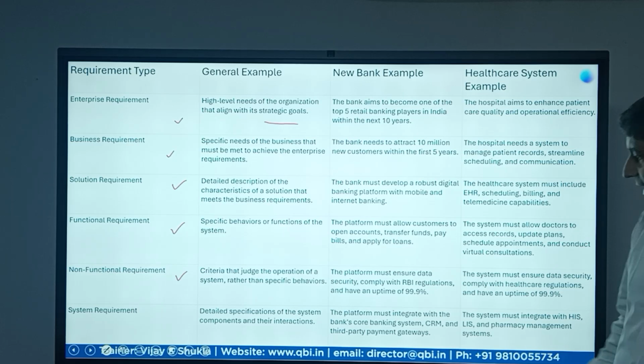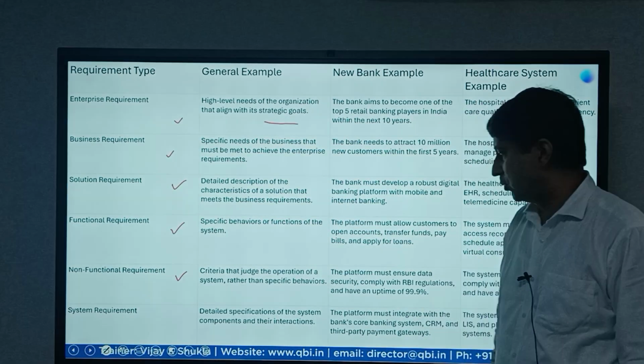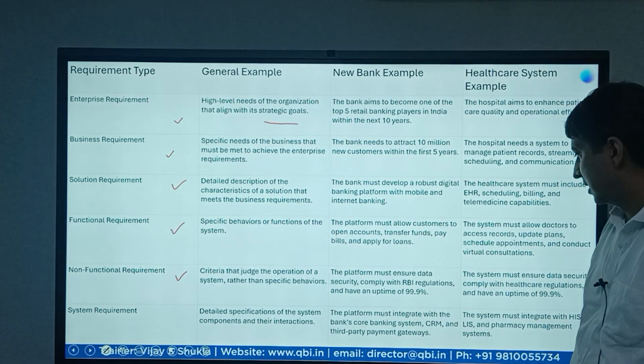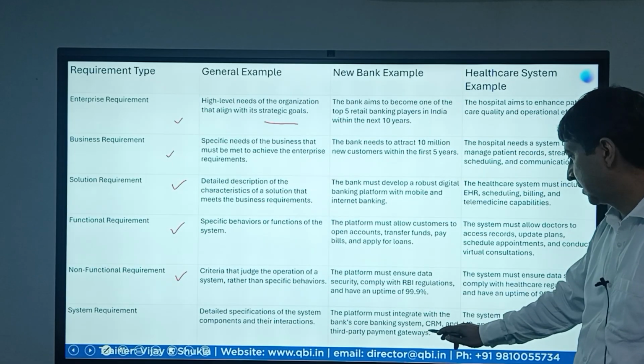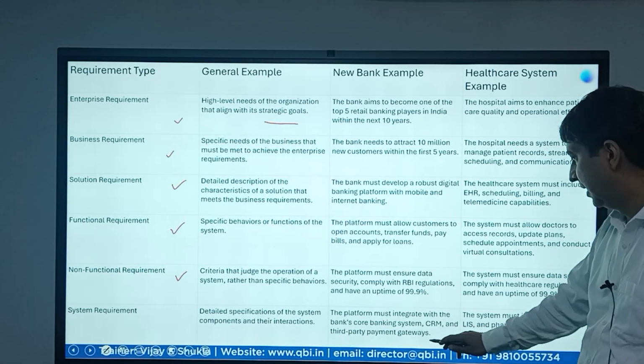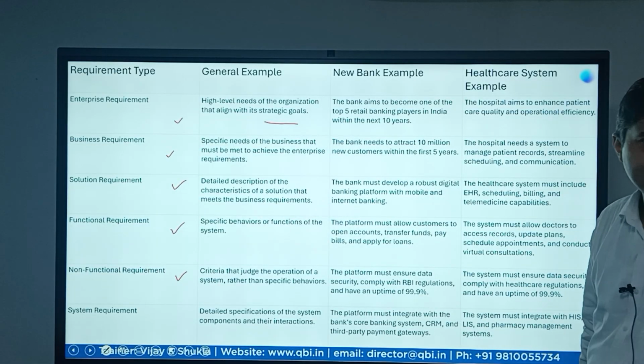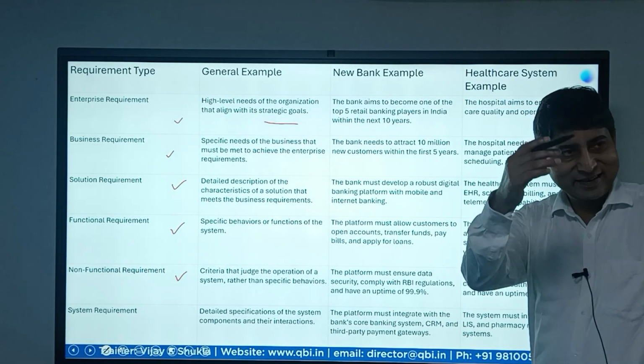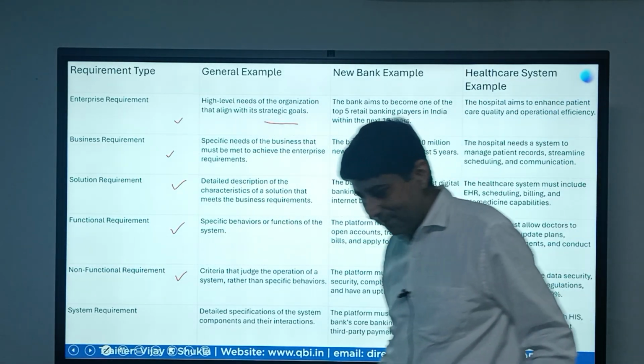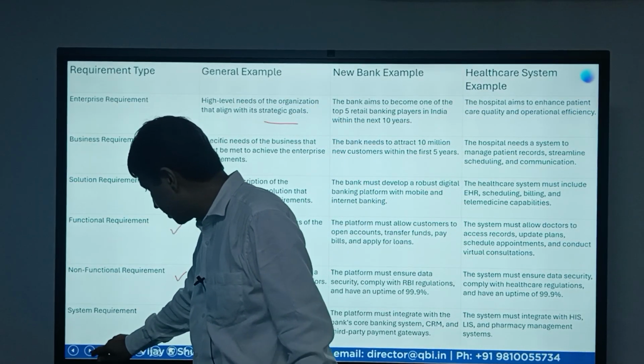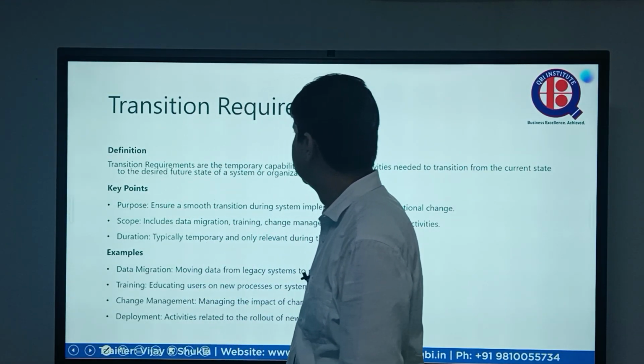System requirement: detailed specifications of the system components and their interactions. Say for example, the platform must integrate with the bank's core banking system, CRM, and third-party gateways. So this is how we have different requirements to be focused upon.